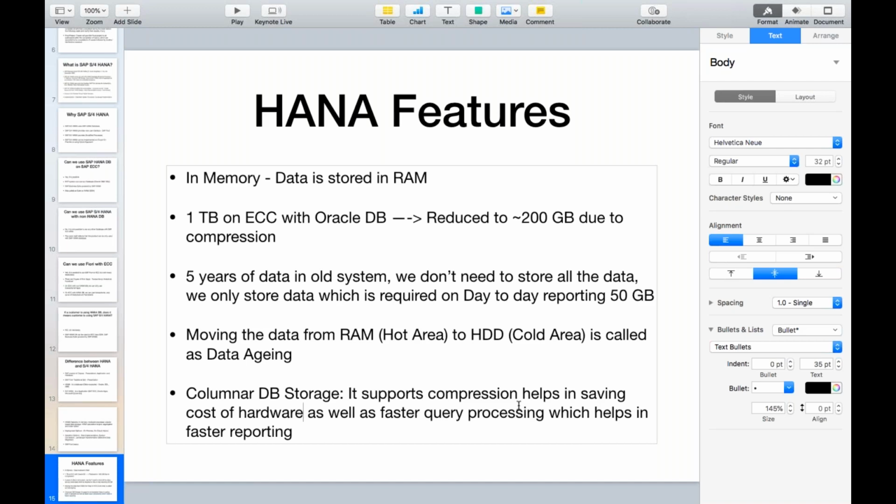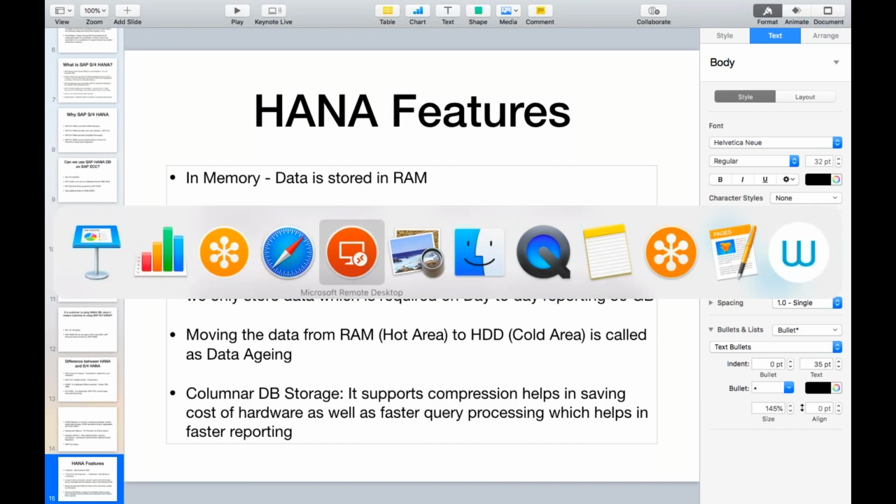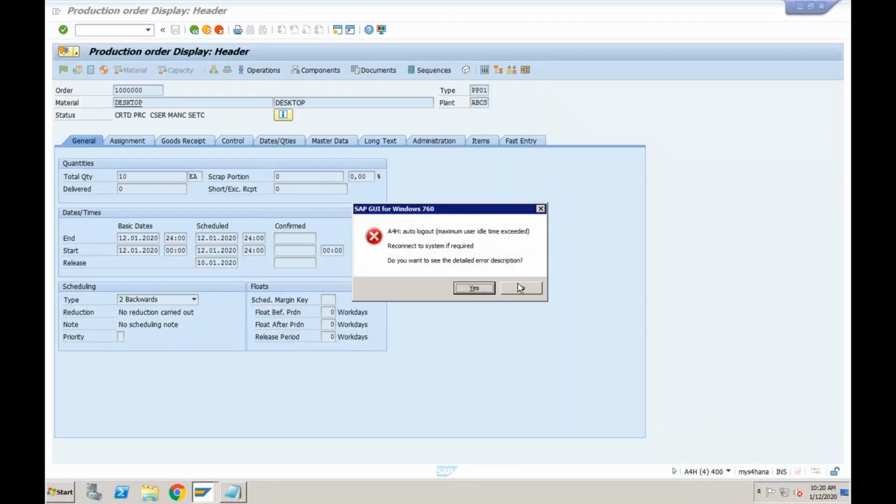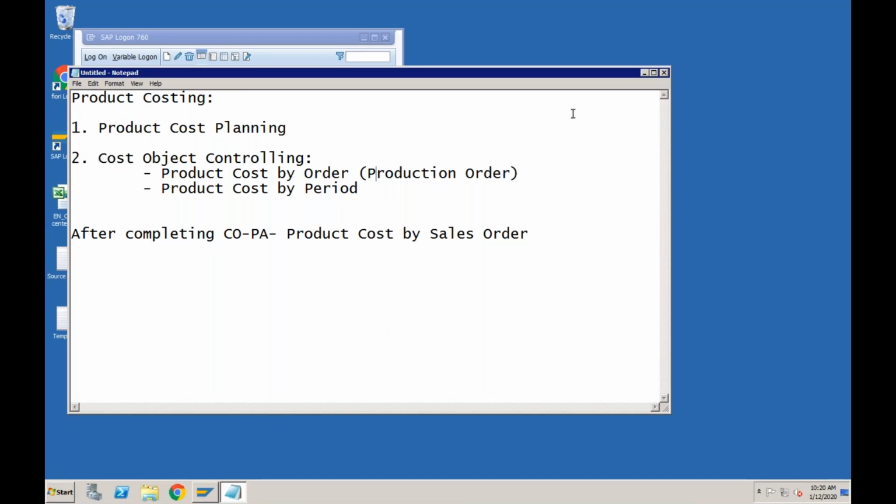SAP HANA is still column and row based? Both facilities are available in HANA. Yes, SAP HANA supports both. Whatever SAP standard tables are there, they are already converted to column-based. But whenever you are creating your Z tables, you still get the option whether you want to store the data in rows or in columns. But most SAP standard tables are already saving the data in the column-based form. How can you check that? Let me just show you one example. I'm connecting to the server just to show you this particular thing.